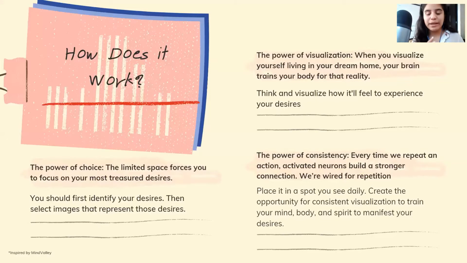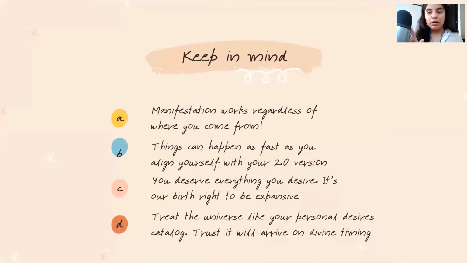Okay. So the idea is for you to place this vision board in a place where you can see it daily. That's why we're doing it virtually, because we are going to put it as a background on our computers and our phones and our tablets. So we are constantly bombarded by this vision of the dream lives that we want to achieve. By having this constant reminder, we're creating the opportunity for constant visualization. And that way, we're training our mind, our brain, our body, and spirit to manifest those things that we desire.